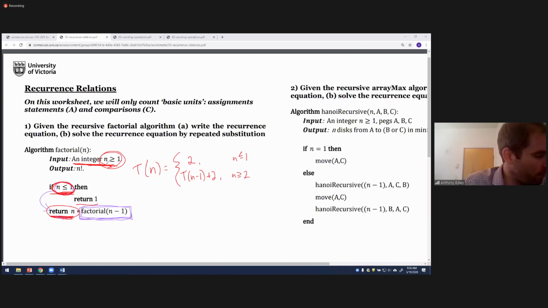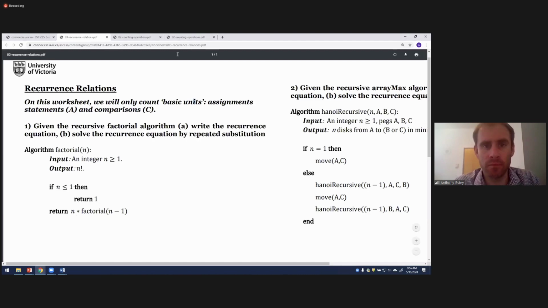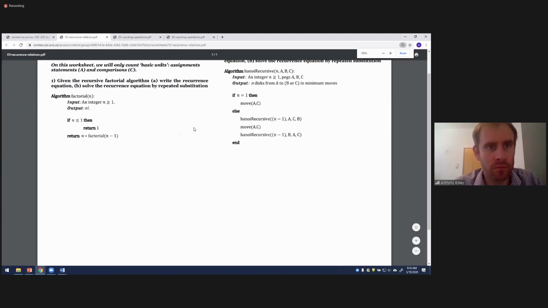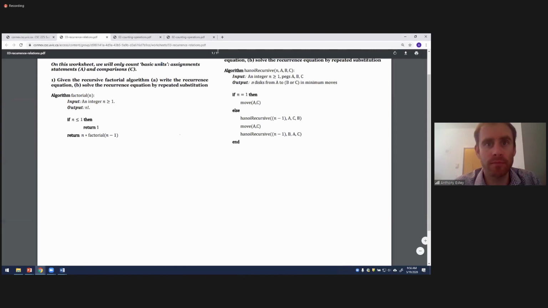Okay, so I might actually have to zoom out here and then redraw this again really quick. Oh, it's not working. Okay.